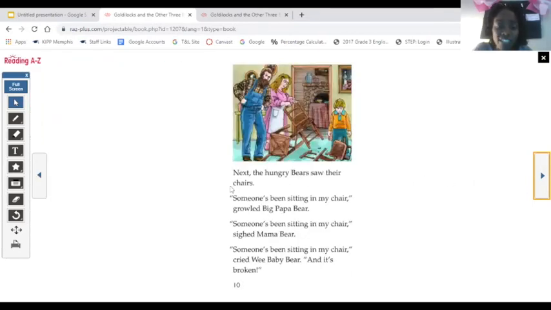Next, the hungry bears saw their chairs. Someone's been sitting in my chair, growled Big Papa Bear. Someone's been sitting in my chair, sighed Mama Bear. Someone's been sitting in my chair, cried wee baby bear, and it is broken. So we notice at this point, the homeowners have returned, and they've noticed that some things look different than the way they were before they left. So let's keep reading.